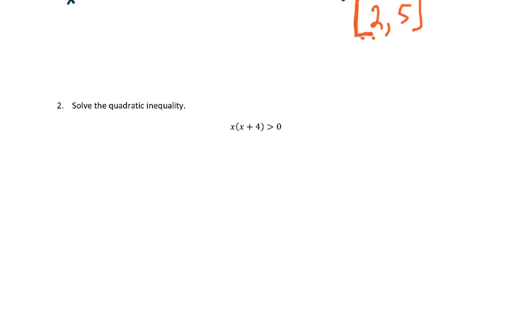Let's look at number 2. Number 2, again, this is already in factored form. It's already been factored out. The leading coefficient, if I multiply this out, would be greater than 0, so my parabola is going to point upwards. Okay, so we're looking for where x times x plus 4 is greater than 0. So we're going to set each of our terms, x equal to 0 and x plus 4 equal to 0.